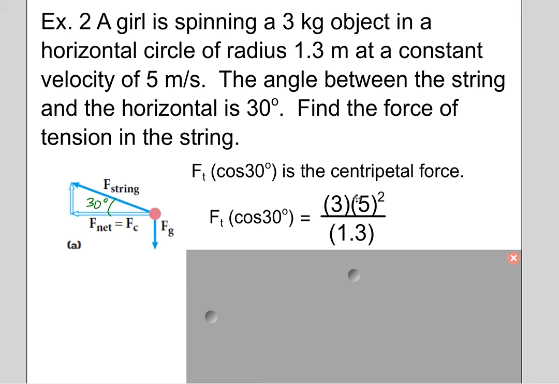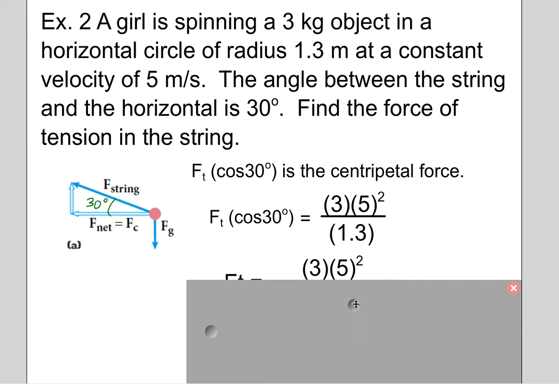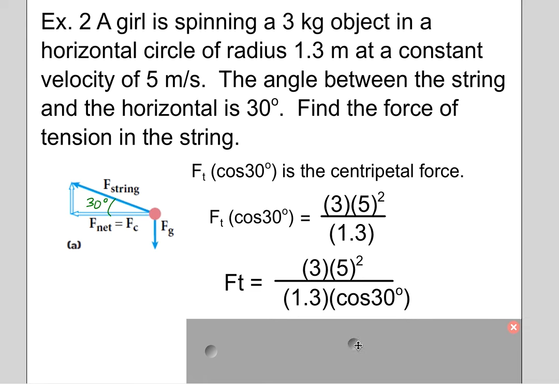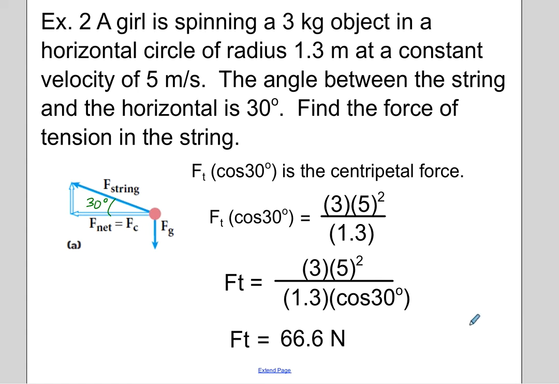All right, so now I have an equation. I know that these two things equal each other. I can solve to find the force of tension, which is the question. So divide both sides by cosine of 30, and then get your calculator out and calculate your answer. 66.6 newtons of force of tension is required in the string, so that the component in this direction will be enough to create the circle, and the component in this direction will be enough to counteract the force of gravity.